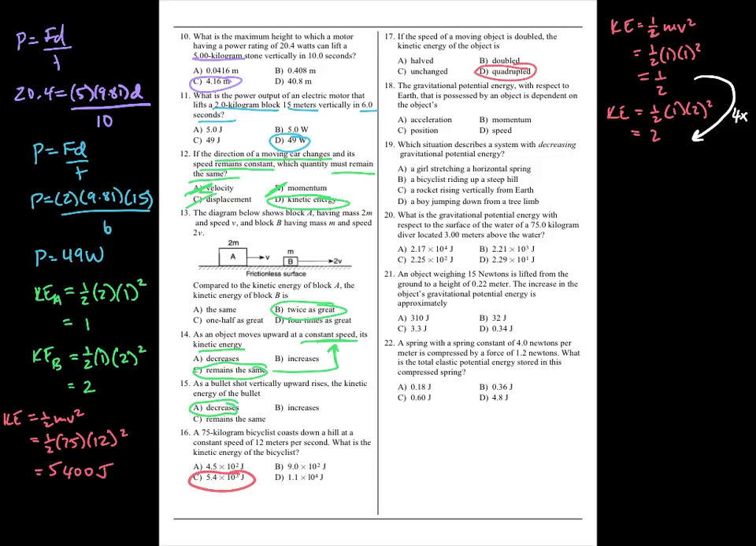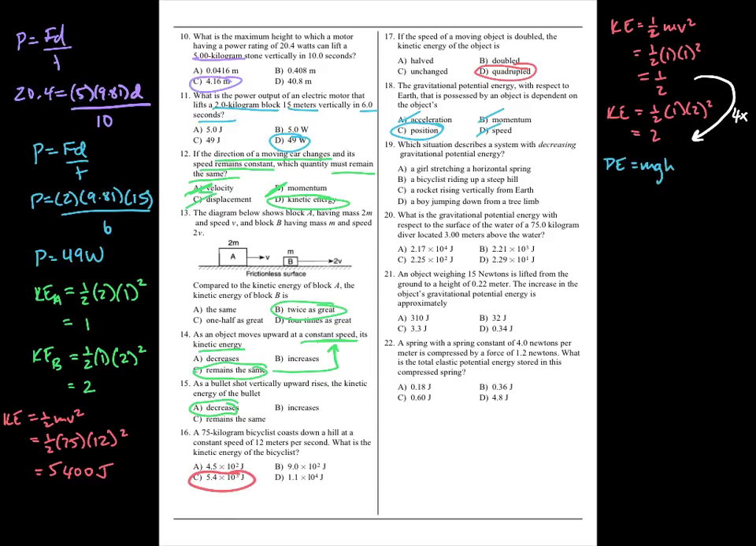Number 18, the gravitational potential energy with respect to the Earth that is possessed by an object is dependent on the object's what? Potential energy is based on position or condition. So it's not based on acceleration, it's not based on momentum, and it's not based on speed. It's based on position. Let's look at this equation.